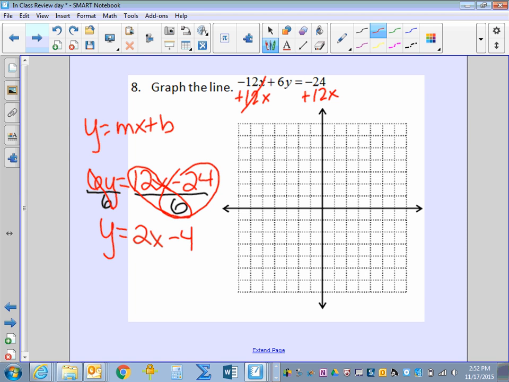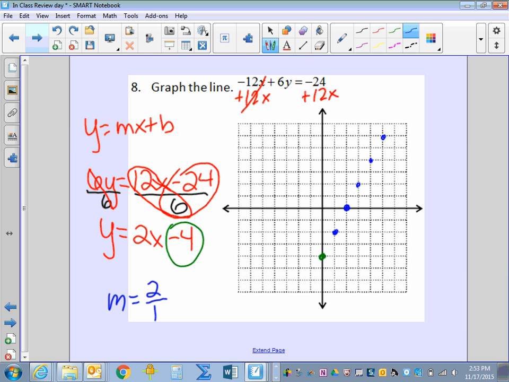Alright, so my y-intercept is negative 4. So I go down 1, 2, 3, 4. And what is my slope? 2, which is the same thing as 2 over 1. So I go up 2 over 1. Up 2 over 1.